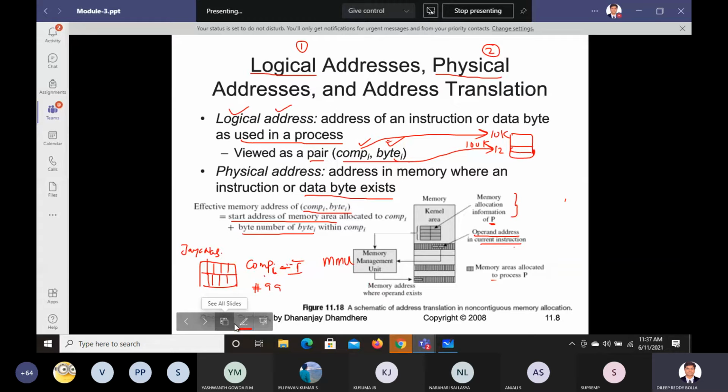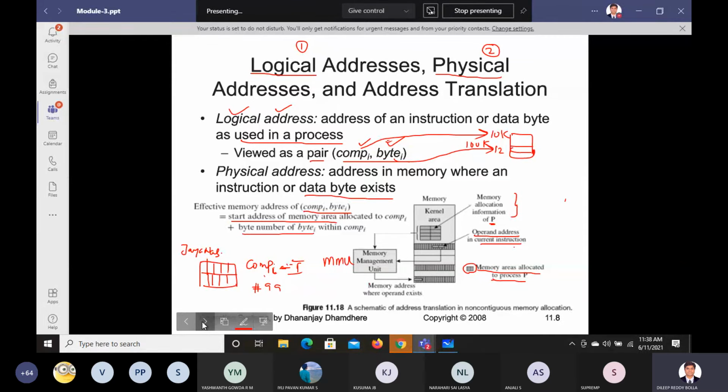Yeah, memory areas allocated to the process P. So this corresponding block, what we have represented here, is the memory area allocated to process P. From there, it will take the MMU and get the other address, which means we are trying to map it from logical address to the physical address. Quite simple as that.